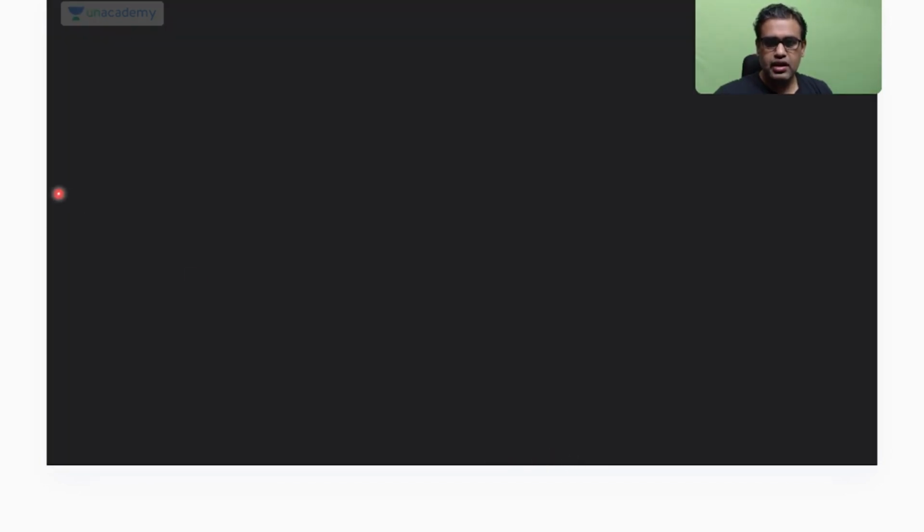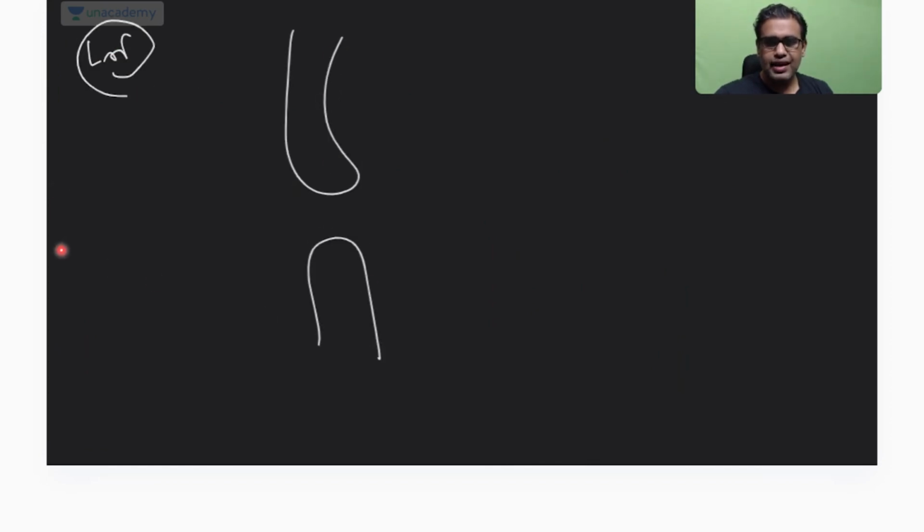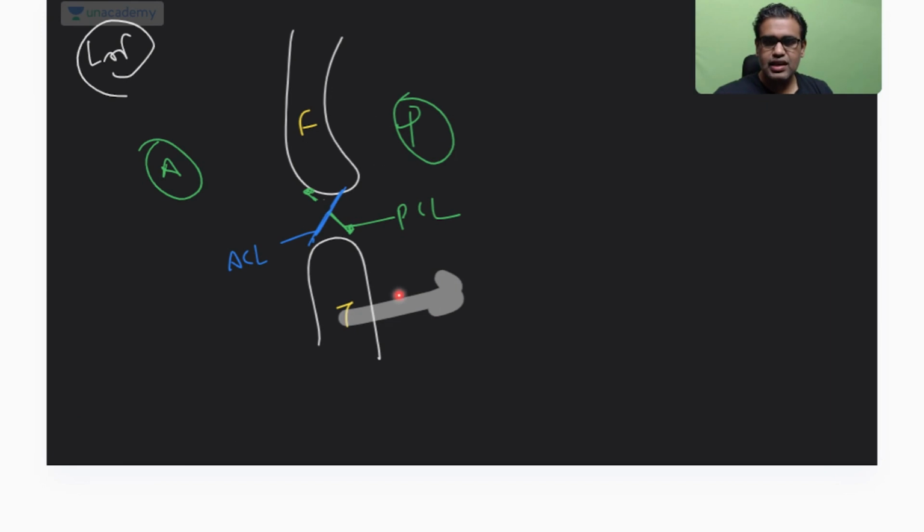Have a look at it again. In a lateral view, this is the femur, that is your tibia, with anterior and posterior marked. The green color is the posterior cruciate ligament. The blue color is the anterior cruciate ligament, ACL, and this was your PCL. Imagine the PCL is injured. Therefore, you can easily move the tibia posteriorly, because the ACL is not going to obstruct.